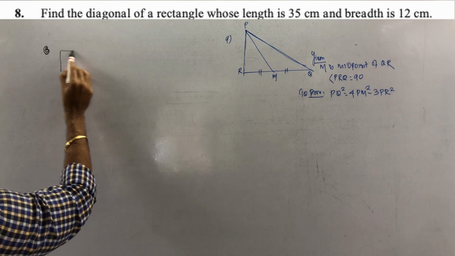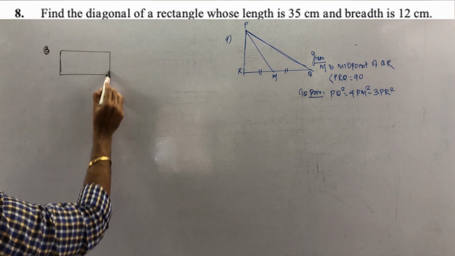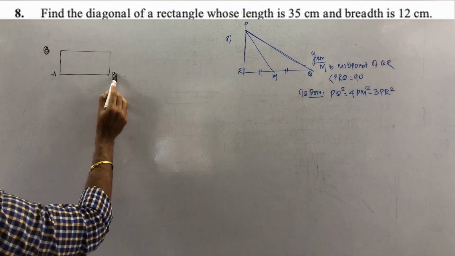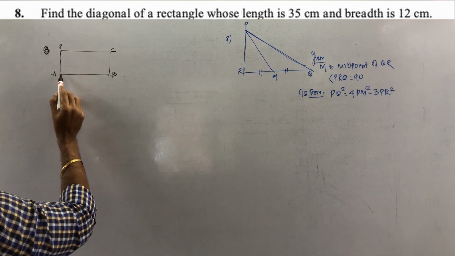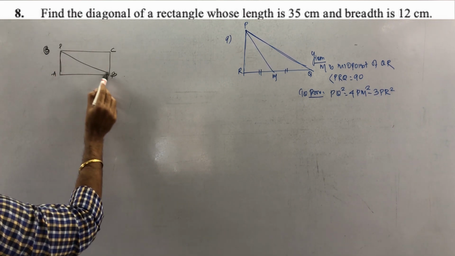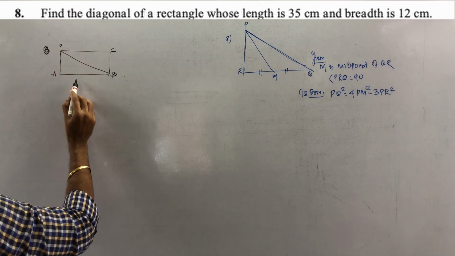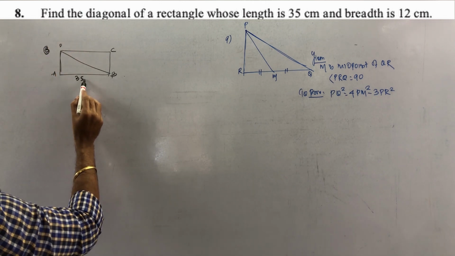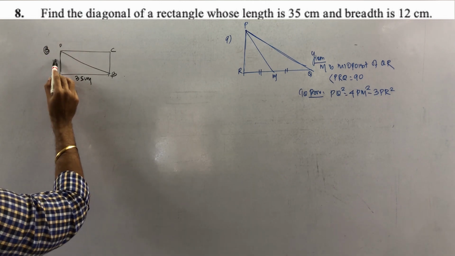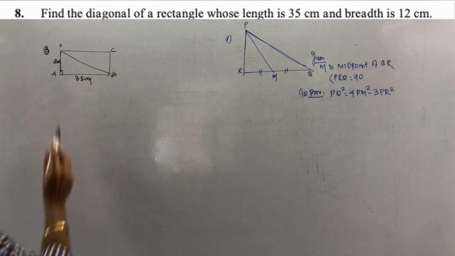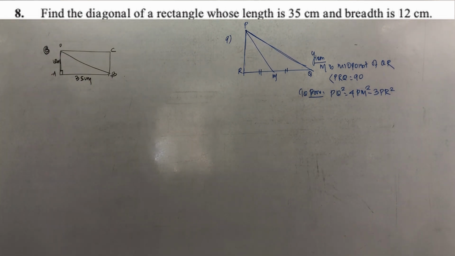This is your rectangle. Pay attention. Very simple. This is your rectangle, suppose ABCD. Find the diagonal of a rectangle. You have to find out what will be the diagonal of a rectangle, if the length is 35 and the breadth is how much? 12 centimeter. Simple. How much will this be? 90. Everybody can do. It's very simple.